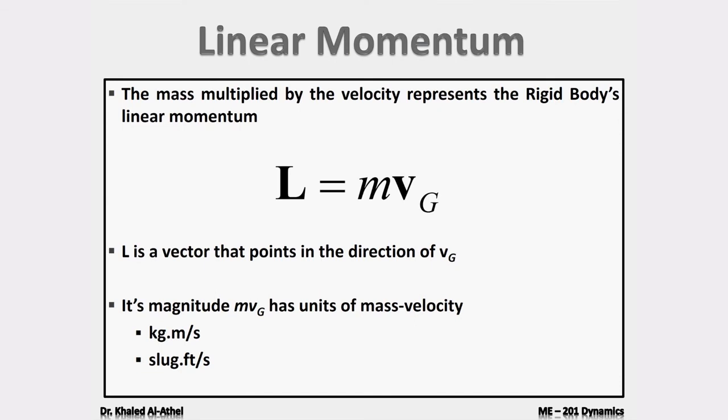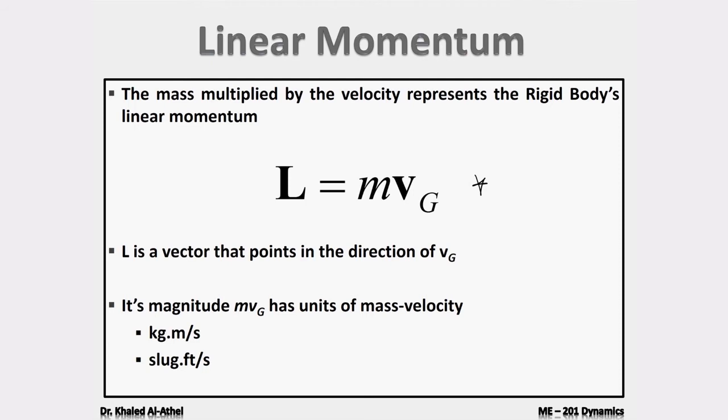If you remember, the mass multiplied by the velocity represents the rigid body's linear momentum. The only difference now, instead of saying m times v, we're going to indicate v by vg, which is the velocity at the center of mass. And remember that this is a vector quantity, so you have to identify in which direction or on which axis.